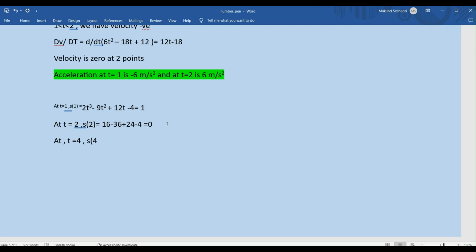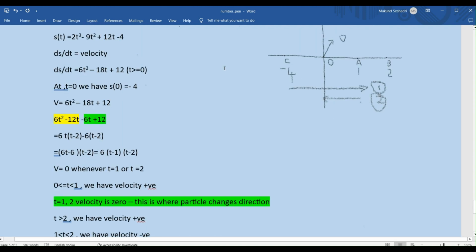S of 4 equals, again I substitute 4 into this equation, which is 2 into 4 cube, which is 2 into 64, which is 128, minus 9 into 4 square, which is 16, which is 144, plus 48 minus 4, which is minus 16 plus 32, which is 28, right? So at t equals 4, what do I do?